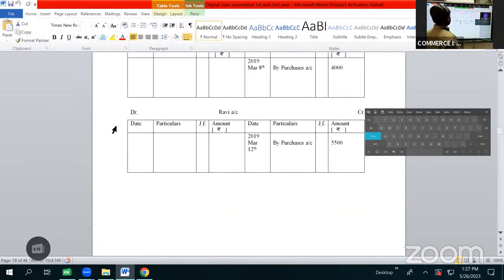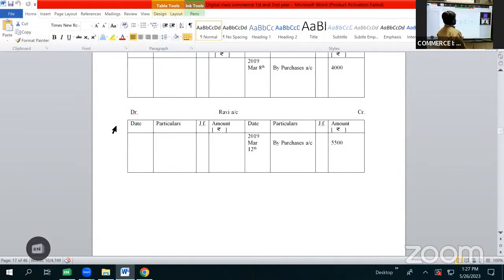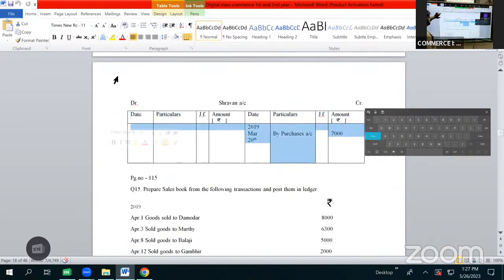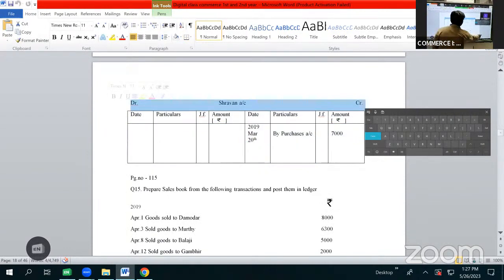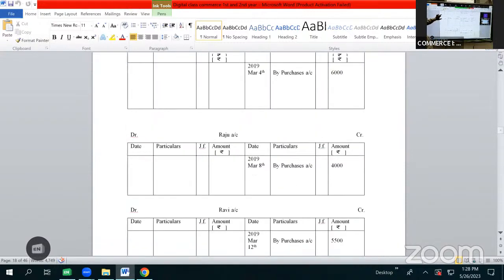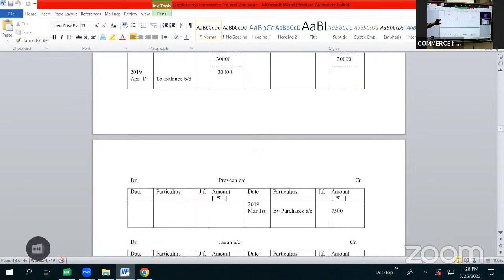So here we have Ravi's account, the format for which is date, particulars, general folio, amount in rupees. We purchased on March 12th, so it will be posted as 2019 March 12th, by purchases account 5,500 rupees. Coming to the last account for the problem, Shravan's account, the format is the same, with DR debit on the left and CR credit on the right. We purchased goods from him on March 20, which will be posted as 2019 March 20, by purchases account 7,000 rupees. I repeat, in this problem, we are asked to prepare the purchases book and to post them in their respective ledgers.